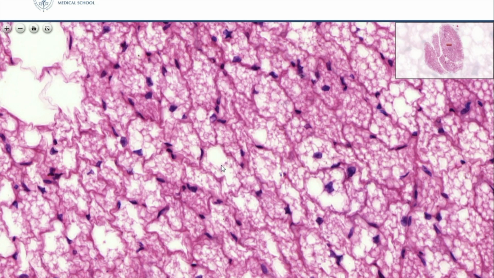The mitochondria, they have a special function here. They don't produce ATP, but they produce heat. So this is a fat tissue, the brown fat, which can produce heat. This is the so-called non-shivering thermogenesis.